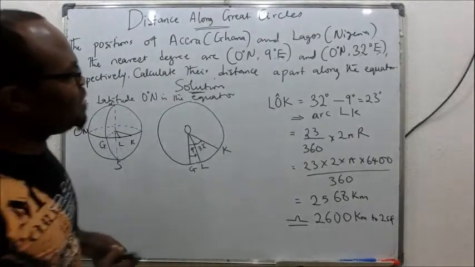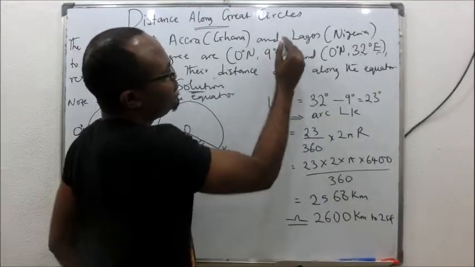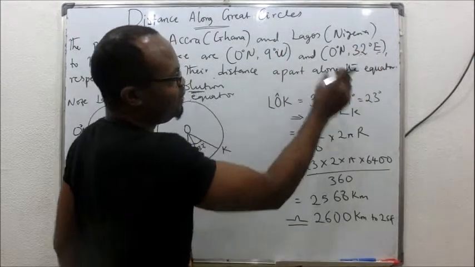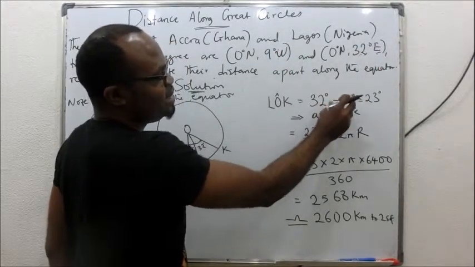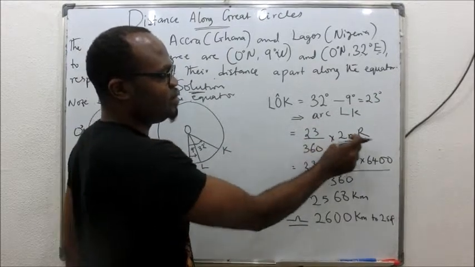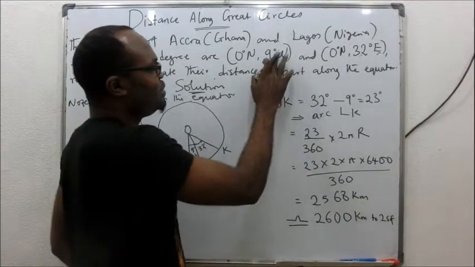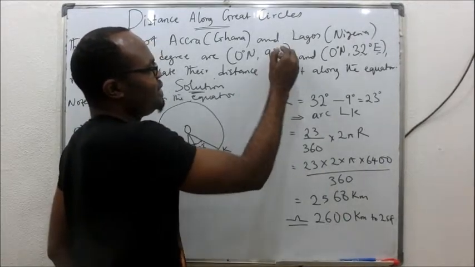Now, had it been we have 39 west, this one is west and this one is east, you have to add the two of them. So anything you get from adding the two of them, put that thing all over 360 times 2 pi r. It becomes the answer. So you see that this is very simple. You don't need to suffer yourself much.